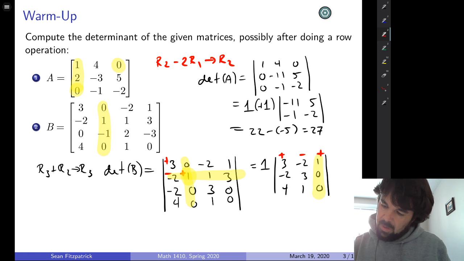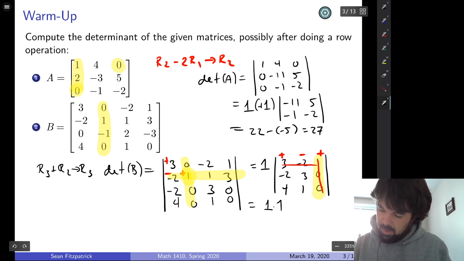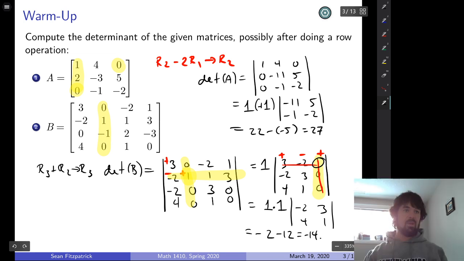Okay? So we're going to delete that column. We're going to delete that row. And we simply get that 1 from there times another 1, this one, times a 2 by 2. 2, 3, 4, 1. So we get minus 2, minus 12. We get minus 14. Okay.